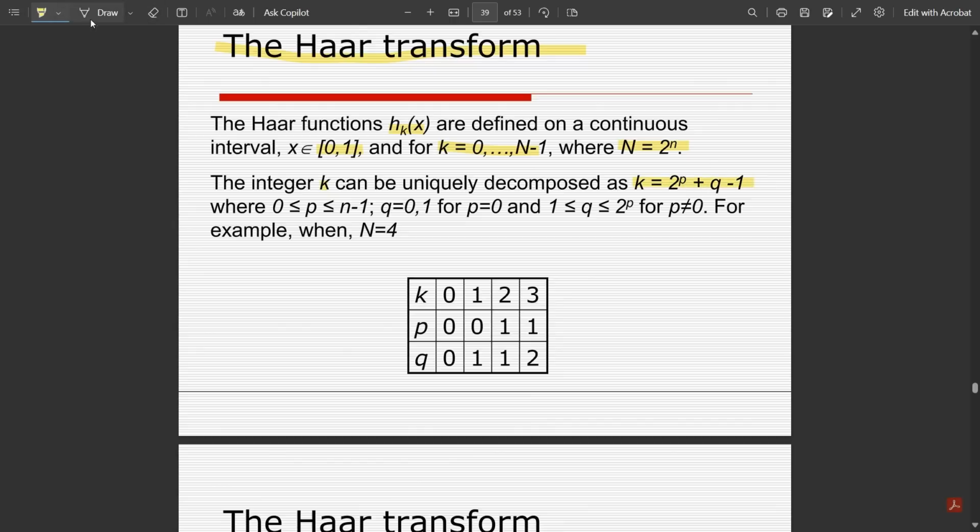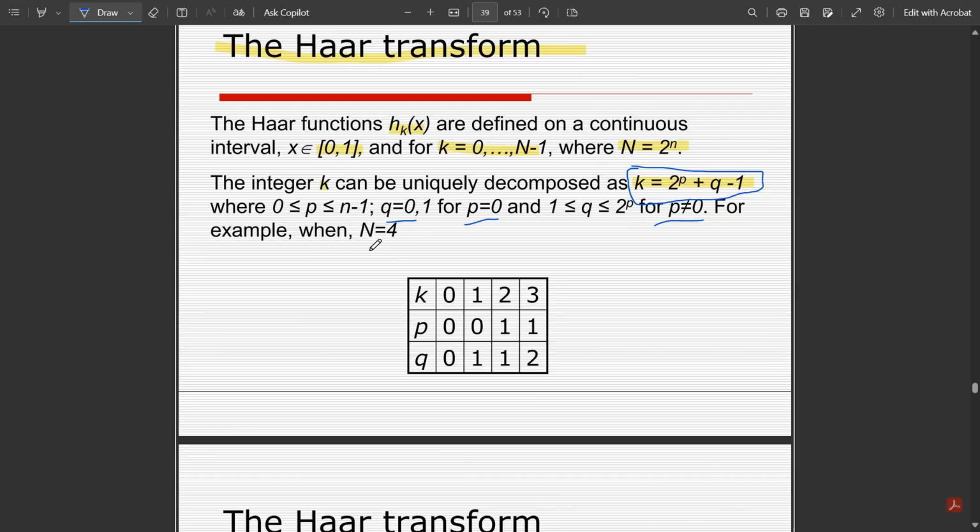So this equation you need to remember very carefully, because this is a very important equation which you need to remember for obtaining any of the HAAR matrices. Here the value of p would be between 0 to n minus 1, and q is equal to 0 or 1 for p equal to 0, and the value of q would be between 1 to 2 power p for p not equal to 0.